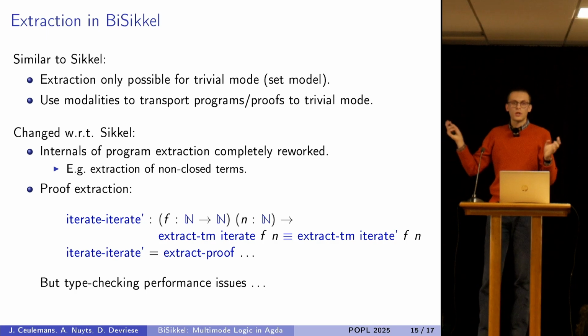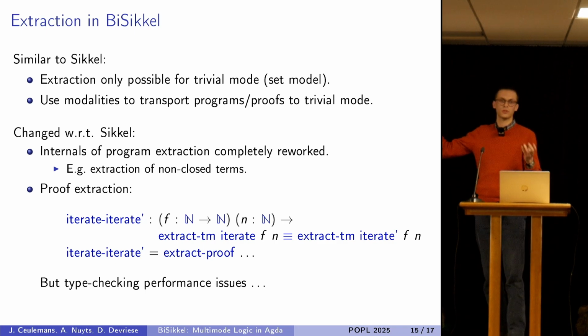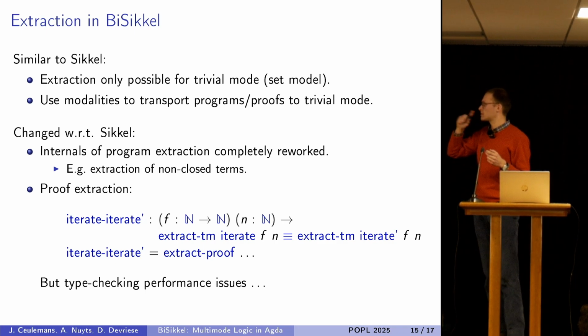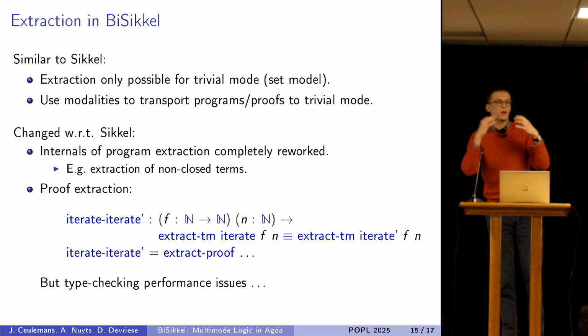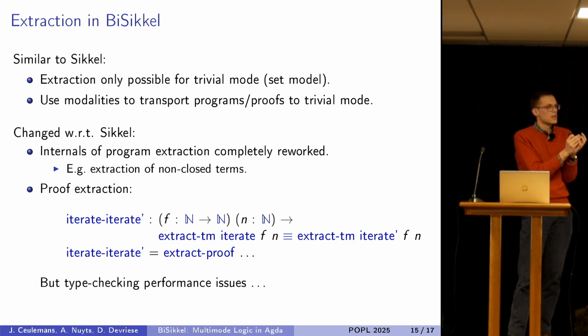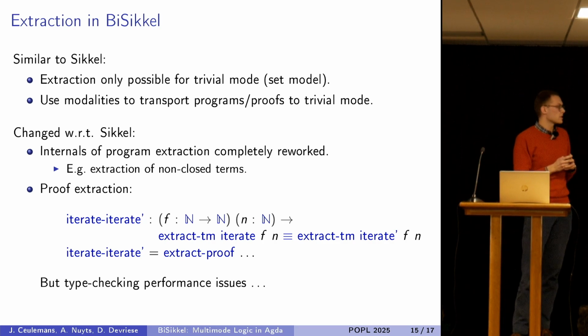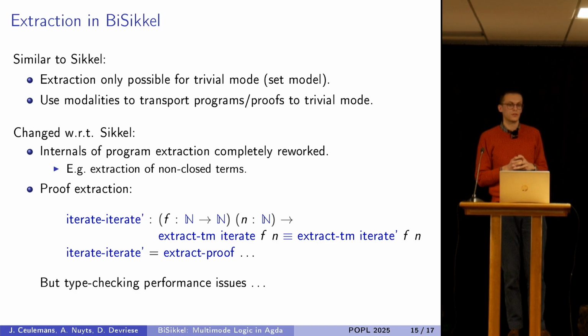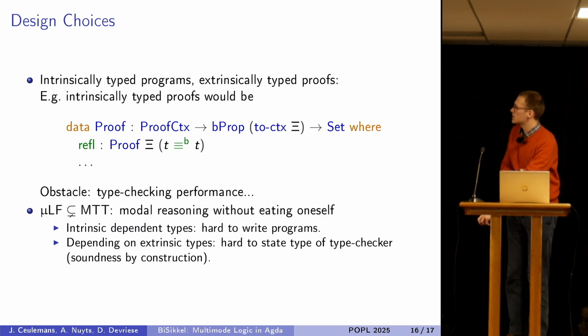We reworked the internals of this mechanism with respect to Sikkel. So this mechanism was already there in Sikkel for programs. We reworked the internals, and we also added a proof extraction mechanism. So that allows you to extract proofs. Now you get normal Agda proofs about extracted MSTT programs. Unfortunately, due to type checking performance, that doesn't work for this iterate example, but we have shown it to work for more trivial examples.